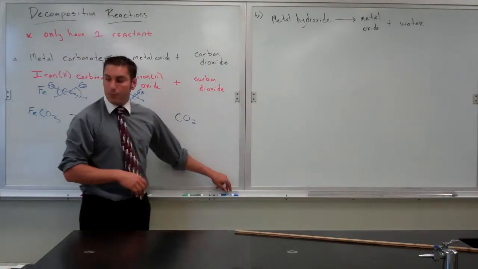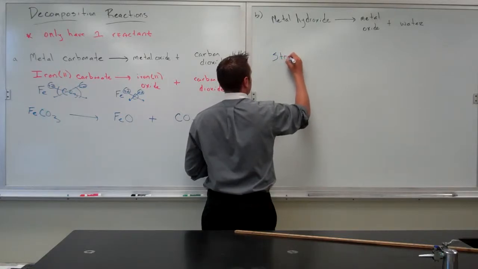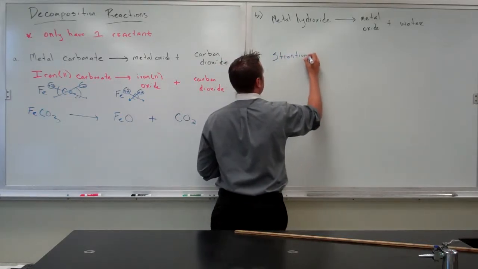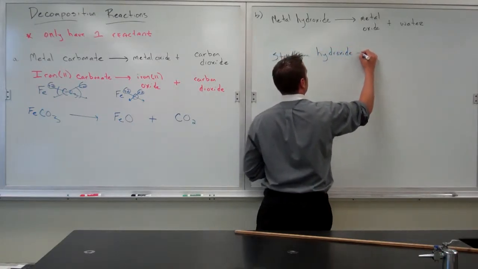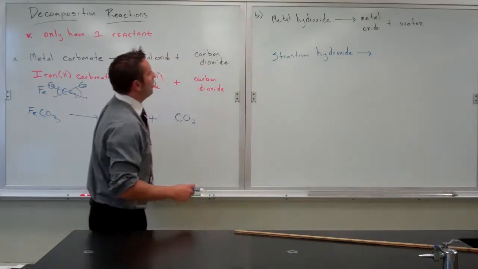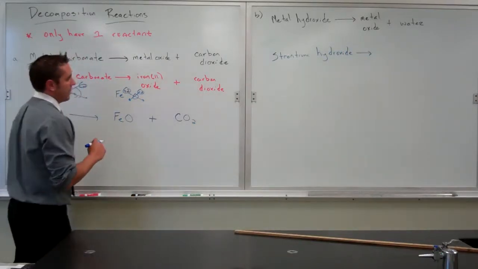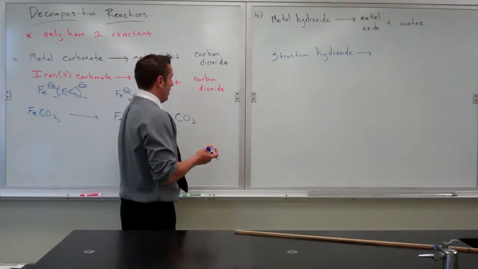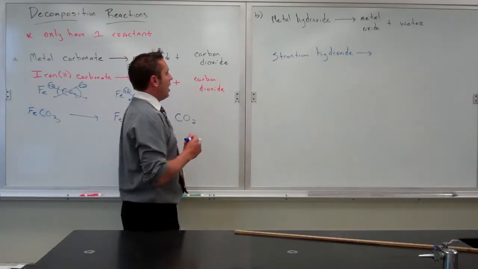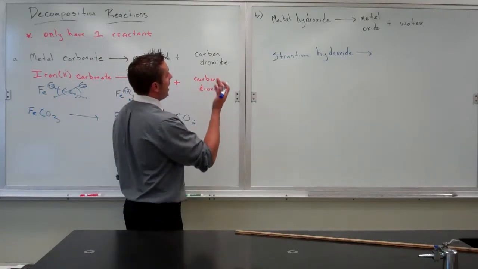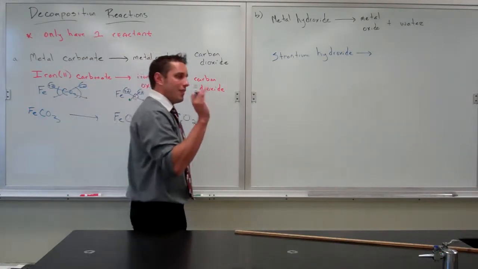If we took a look at an example of this, we could choose something like strontium hydroxide. So we go through our regular progression. First thing I need to do is figure out the type of chemical reaction. Is it an element plus an element? No, so it's not a synthesis. Is it a reaction where there's only one reactant? Yes, strontium hydroxide is the only reactant. That means it's a decomp.